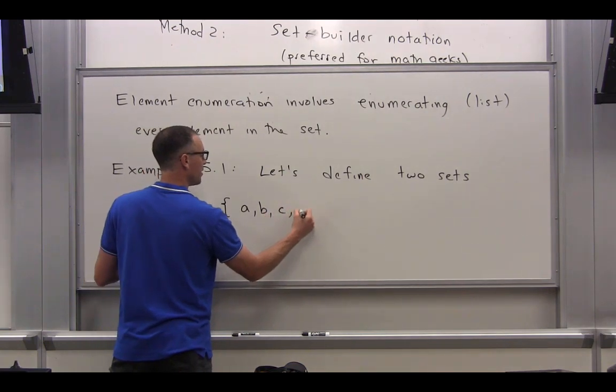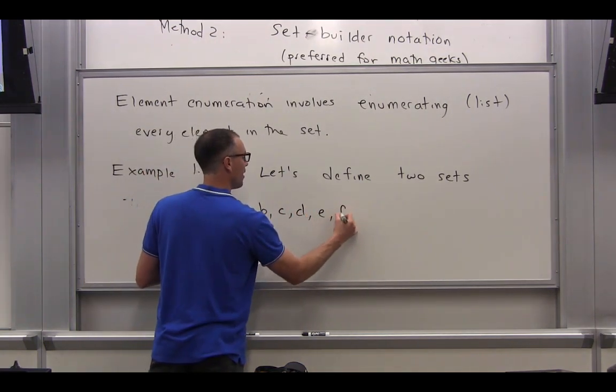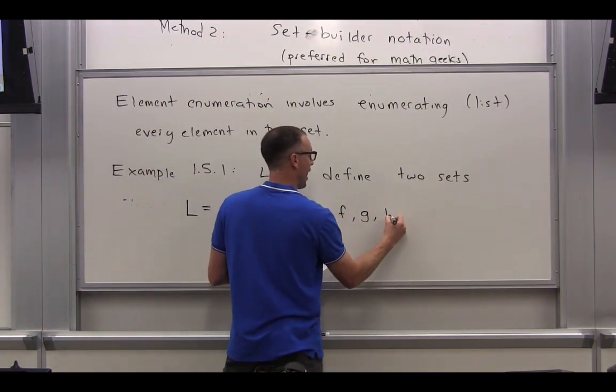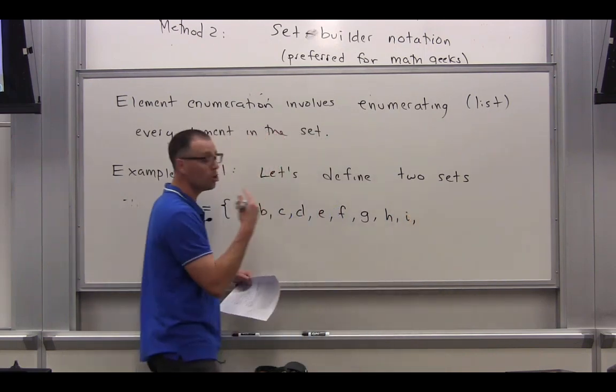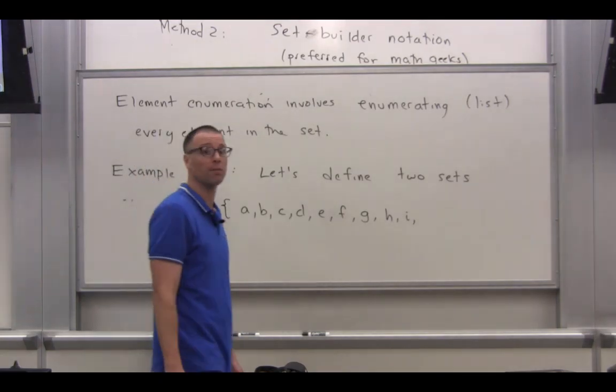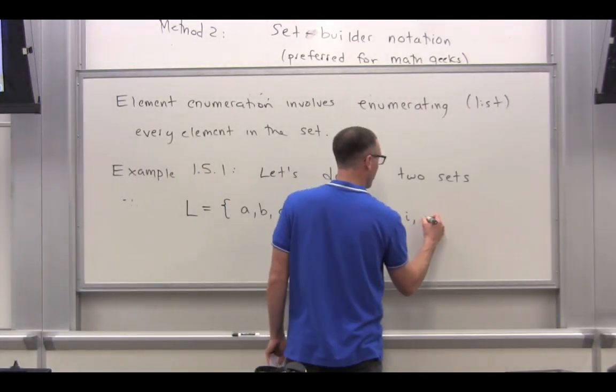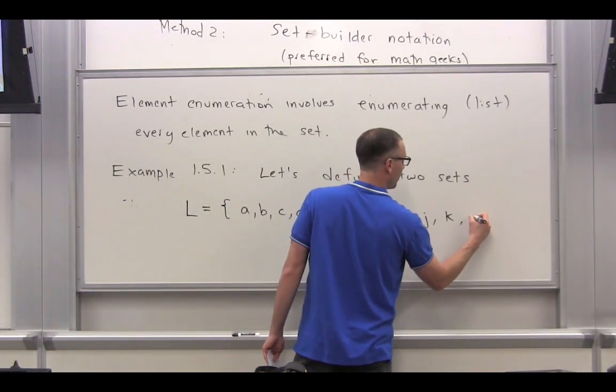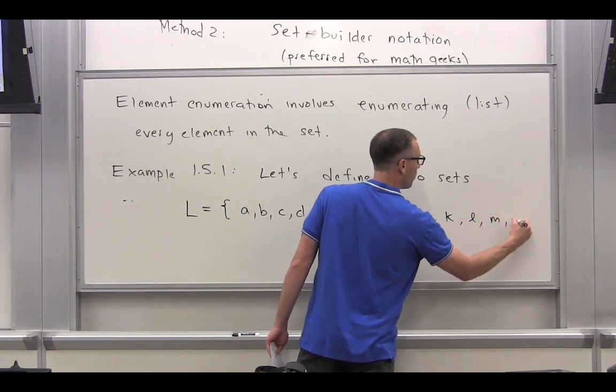A, B, C, D, E, F, G, H, I. Element enumeration. What do I do with element enumeration? To list all of them. Can you see why I call this by exhaustion? J, K, L, M. How many people are exhausted yet?